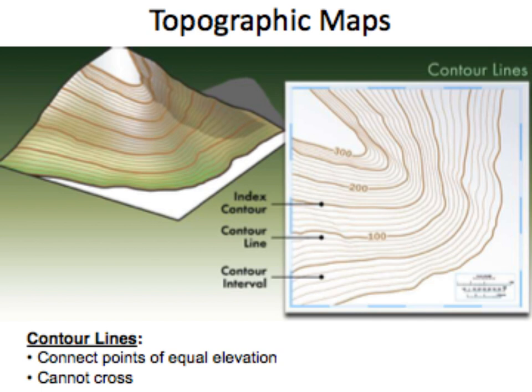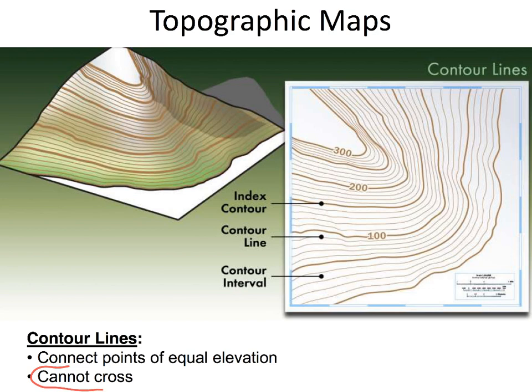And then there's this term contour interval, which we'll talk about in a little bit in more detail, but that's the elevation change between contour lines. Now, one important thing that I've noted down here is that a rule for contour lines is that they cannot cross. And this is just a rule for topographic maps.